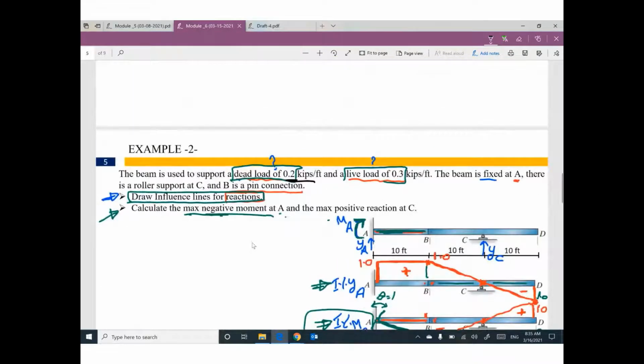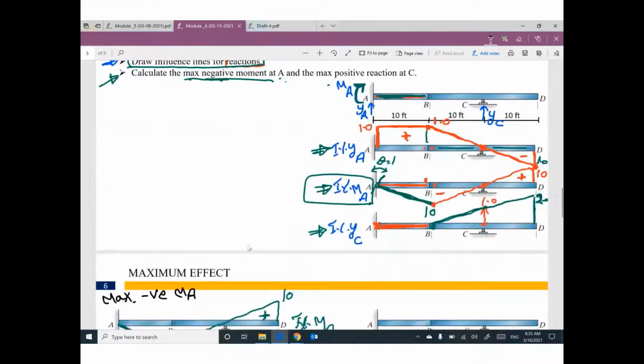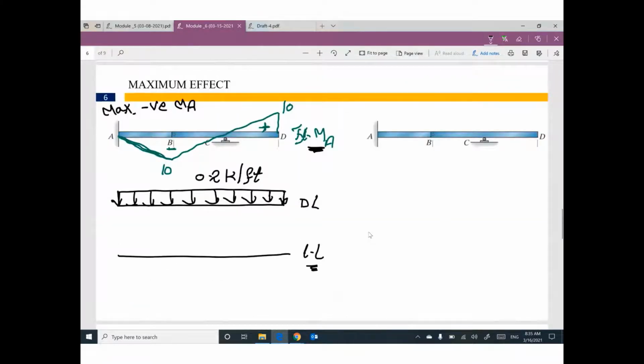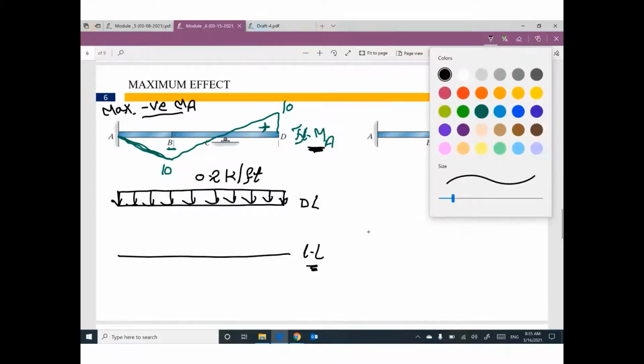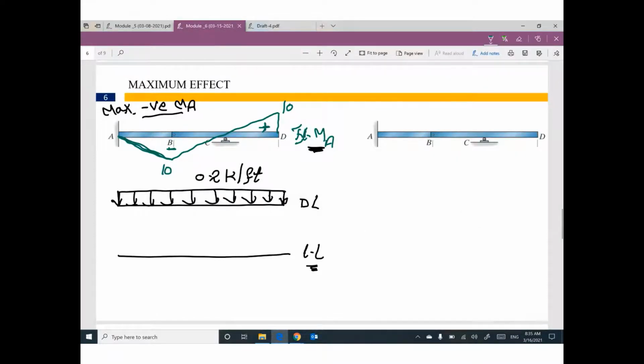For live load, we have a choice. The value of live load here is 0.3. Can you tell me where I can put the live load value to get maximum negative? The problem is asking for maximum negative only. So for live load, to get the maximum negative, I will put it here only: 0.3 kip per foot between A and C only. This position for live load can give you maximum negative effect.